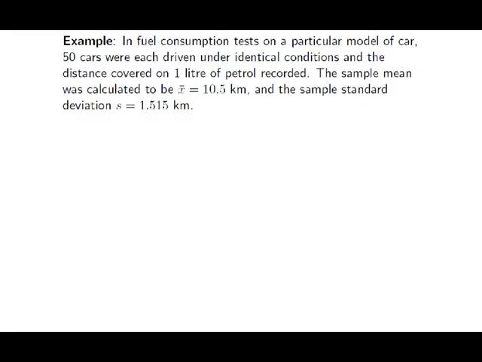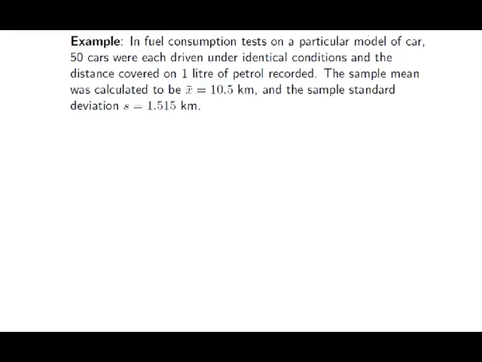Let us find a 95% confidence interval for this example. In fuel consumption tests on a particular model of car, 50 cars were each driven under identical conditions, and the distance covered on 1 liter of petrol recorded. The sample mean was calculated to be x bar equals 10.5 kilometers, and the sample standard deviation S is 1.515 kilometers. So again, we have a sample, and for this sample we found x bar and S.